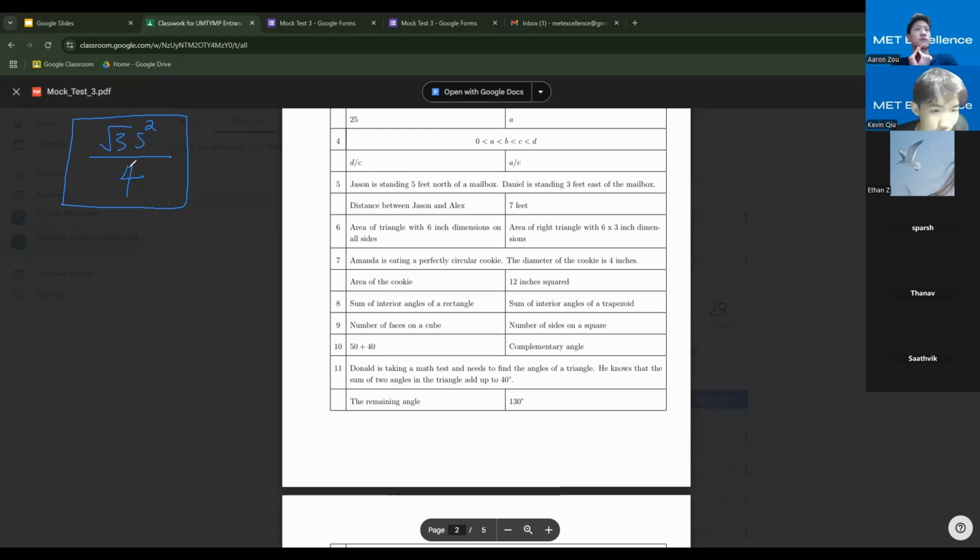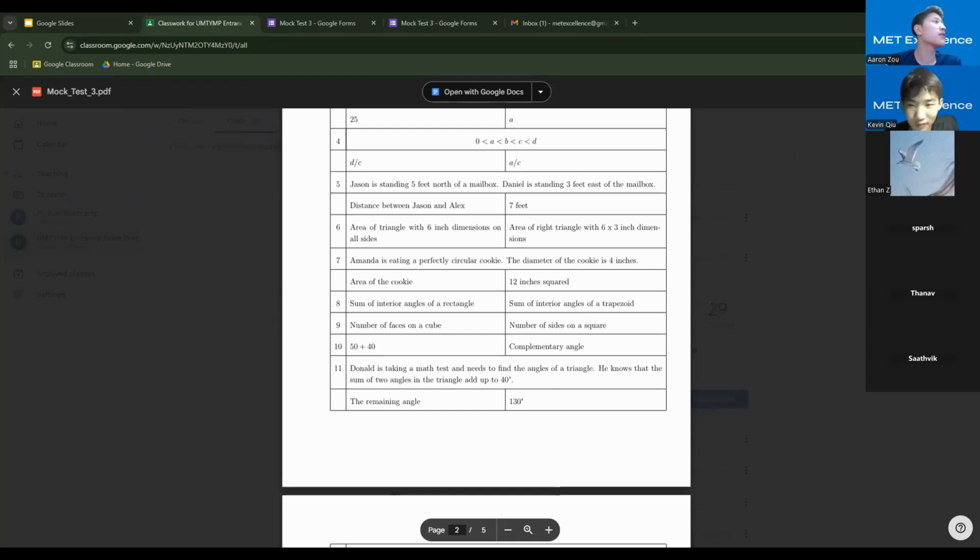Okay, so question 8, right? Sum of the interior angles of a rectangle or sum of the interior angles of a trapezoid. So a quick way to do this would be to notice that both have 4 sides. And the formula for the sum of the interior angles only depends on how many sides there are: 180 times n minus 2, right? So there you're done. You know it's C because they have the same number of sides. Yep, that's a great way to do it. That's a great way to save a lot of time.